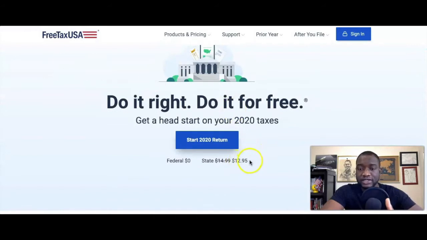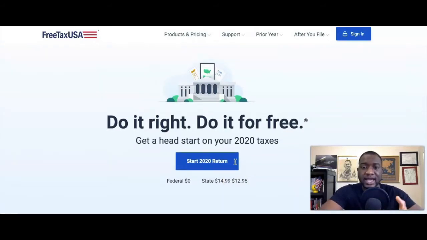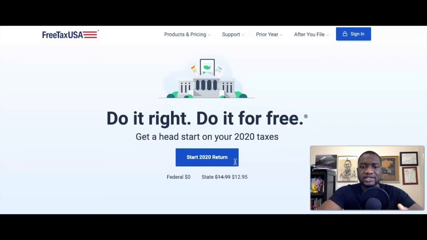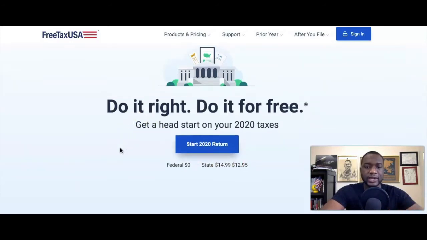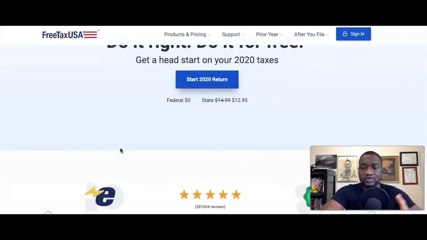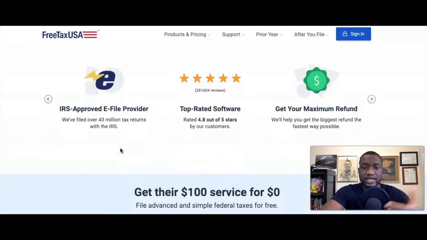You see this $12? That's probably what you're gonna pay. You're gonna pay like $12 to file your taxes, and it's relatively easy to follow. If you have a W-2 job, it's relatively easy to follow. It's not too difficult. If you have a business, it's easy to follow. If you have a 1099, it's easy to follow when it comes to filing your taxes. Okay, so this website is actually very easy to use, and it's intuitive.